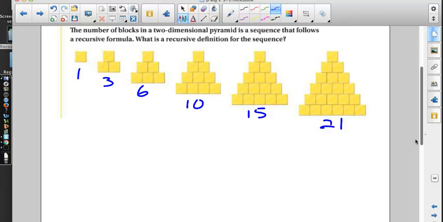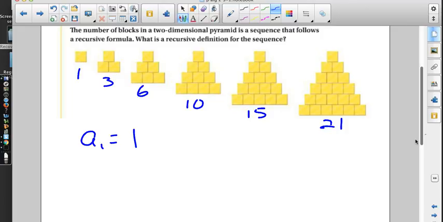Now, how come I didn't sit there and count all the blocks each time? You only really have to count the new one on the bottom, right? And add it to what you're doing. That's what you're really doing here. So, 1, 3, 6, 10, 15, and 21. And they want a recursive formula. Well, we have to tell them the first one. The first one's a 1. There's 1 block there. That's what we have.